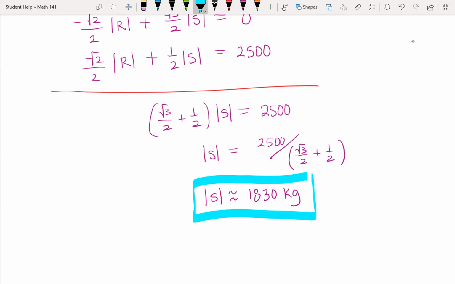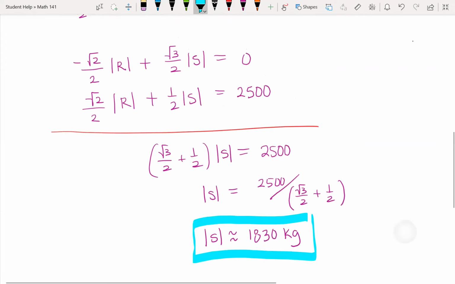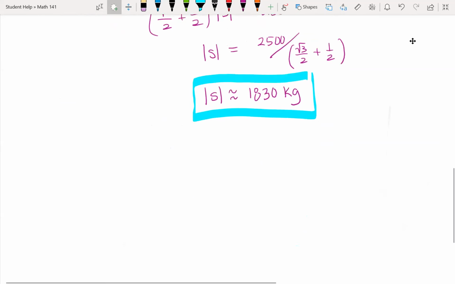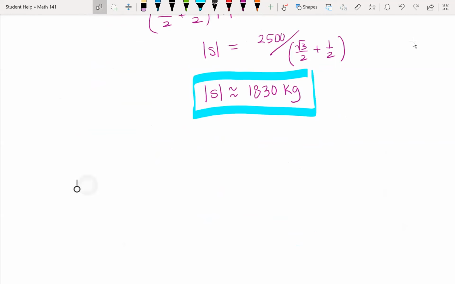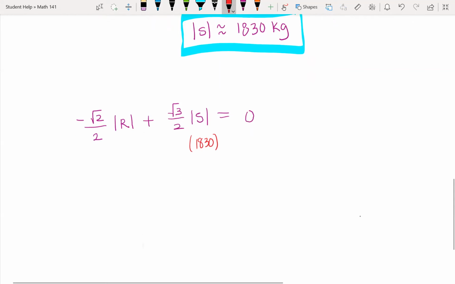Now I'll take that value back to the first equation up there. Let me see if I can get crafty here and copy. Ooh, now I'm learning. Will it work? Ah, I thought it would work. Let's see if I use my mouse. There we go. Okay, so I took that first equation, and what I'm going to do is put 1830 in the place of S, because I just found that.